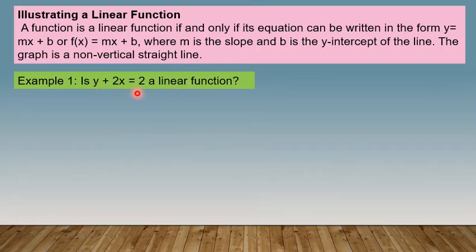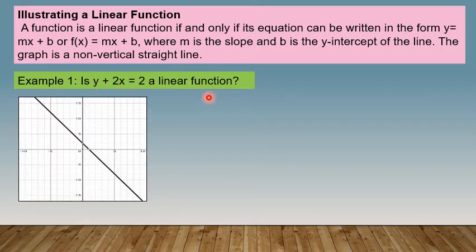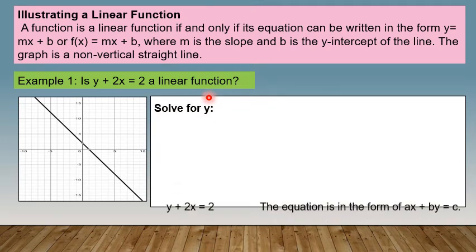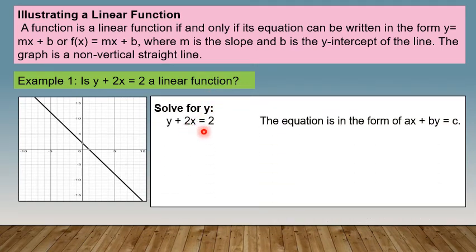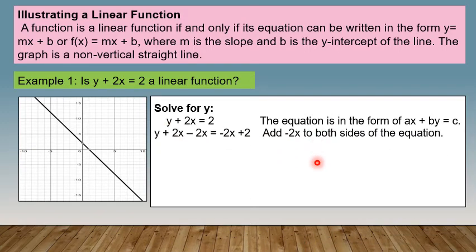Is y plus 2x equals 0 a linear function? This is the graph, and we can show the solution. For y, we're going to convert this into y equals mx plus b, the slope-intercept form. This is in the form ax plus by equals c. To convert this, we use the property of equations. We add -2x to both sides of the equation, or we can say that is the subtraction property of equations.